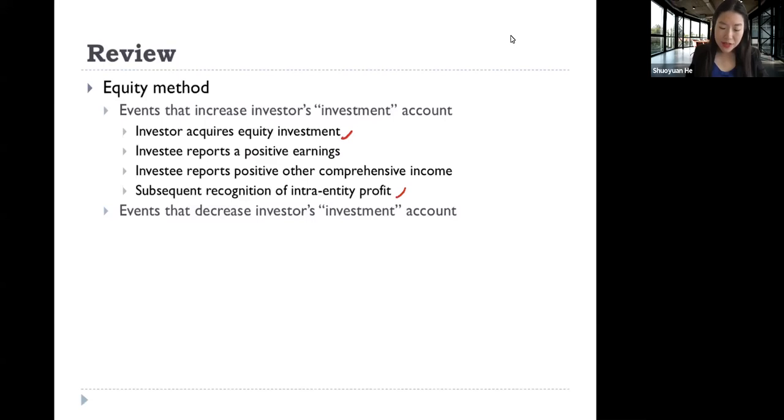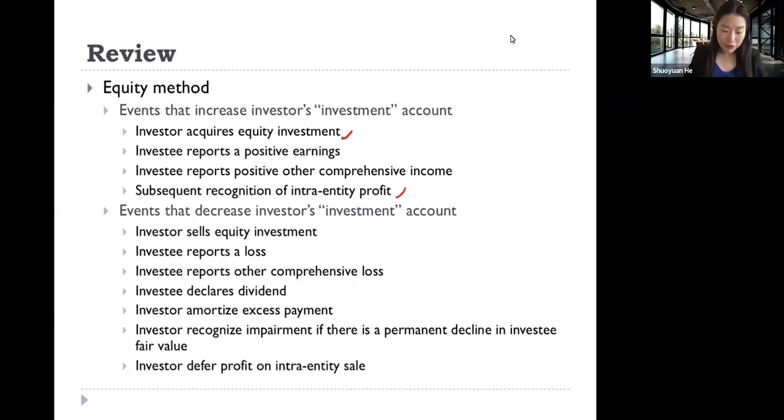And regarding the journal entries that will result in a decrease in investors' investment account, we have the following events, and the related journal entry would result in a decrease in investors' investment account. If investor sells equity investment, that will result in a decrease in its investment account. Investee reports a loss, the journal entry is exactly the opposite as to when investee reports positive earnings.